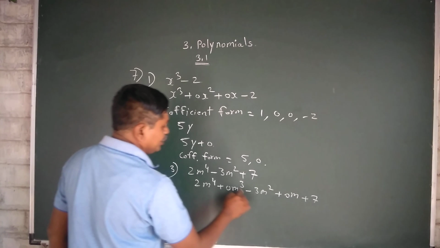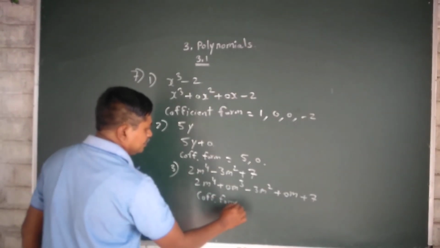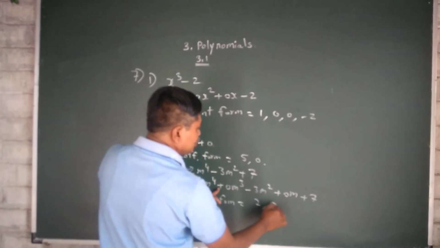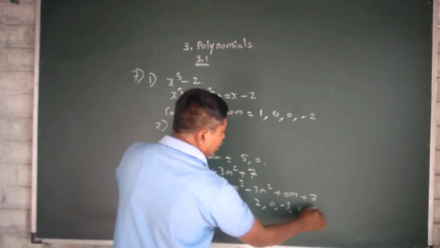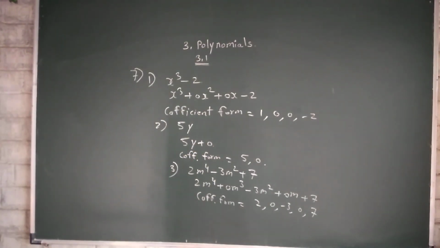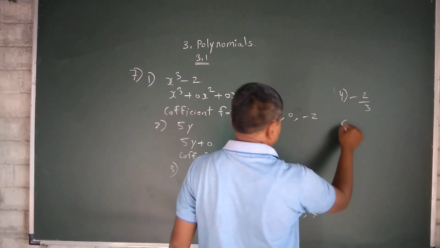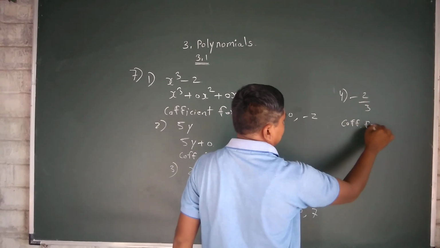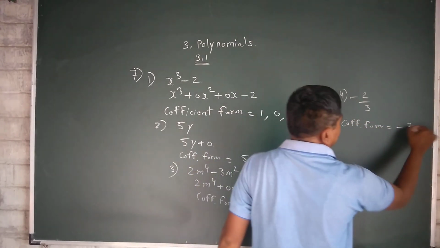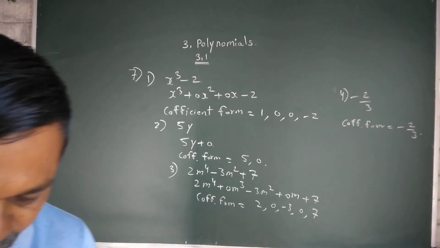0, 1, 2, 3, 4. Now coefficient form: 2, 0, minus 3, 0, plus 7. Now, next, fourth one, minus 2 upon 3. Coefficient form, minus 2 upon 3.